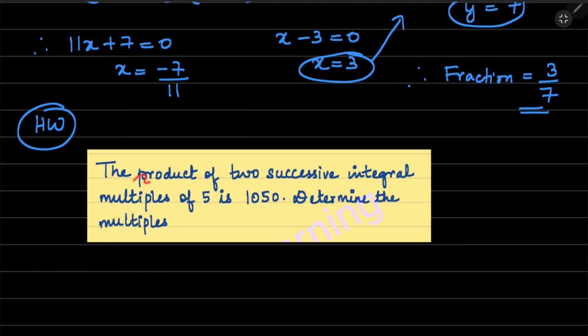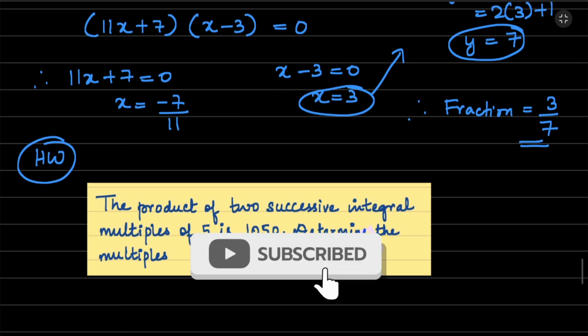So what are you given? The product of the two successive integral multiples of 5, the product of the two, x and x plus 5, is 1050. Okay, determine the multiples. That's all. You don't even have two variables. Just solve for x. You will get a quadratic and you have to solve for x. Please do it and post whatever answer you're getting in the comments. And also those who do not know how to do it, at least try with what I just told you, and definitely you'll be able to solve the quadratic.